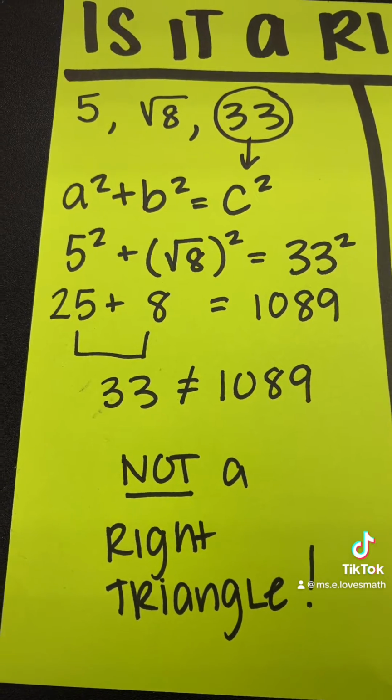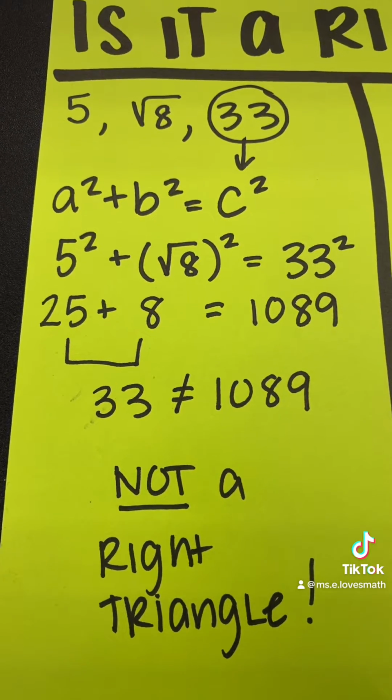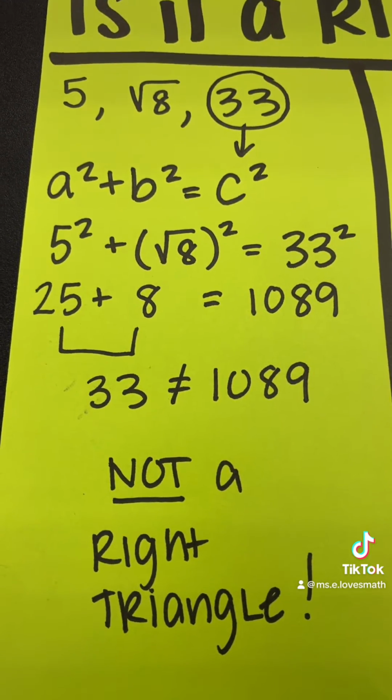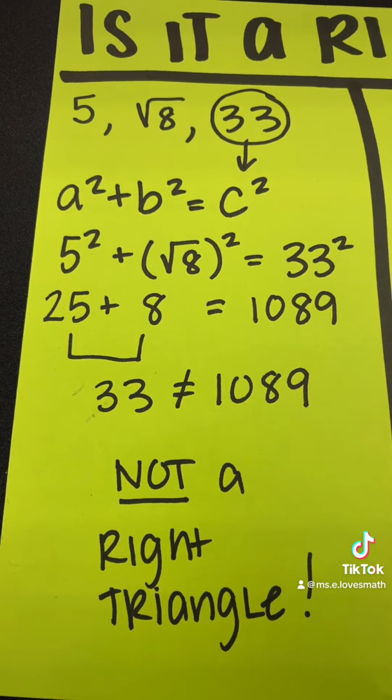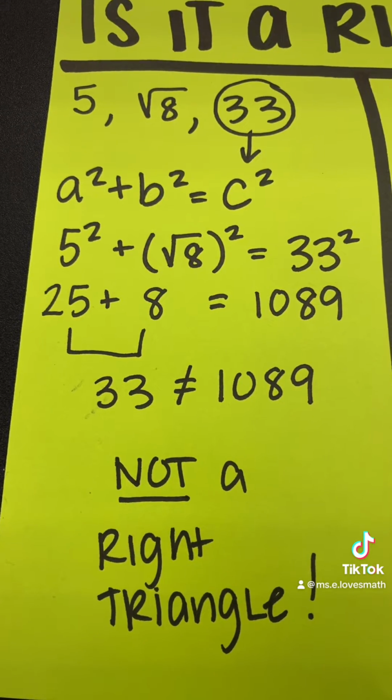25 plus 8 equals 33. 33 does not equal 1089, therefore, these three side lengths do not form a right triangle.